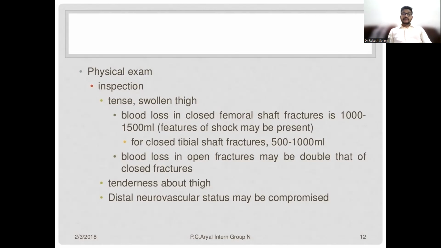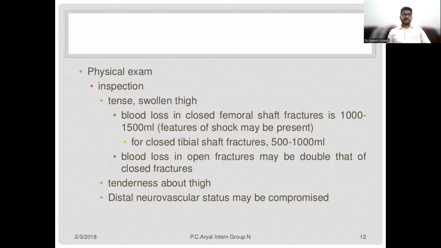Now, the blood loss in the closed femoral shaft fracture is around 1 to 1.5 liter, and sometimes patient has associated feature of the shock due to this blood loss. While as compared to closed tibial fracture, the blood loss is 500 to 1000 ml. The blood loss in open fracture may be double that of the closed fracture due to the open injury. There will be tenderness around the thigh.